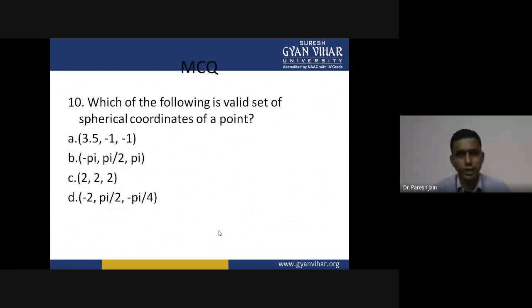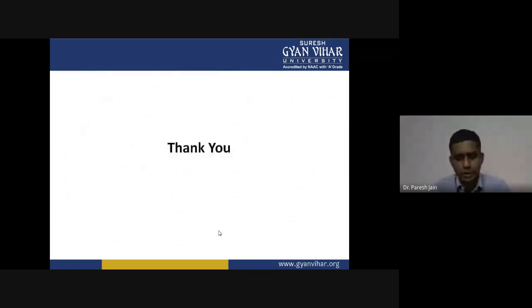Which of the following is a valid set of spherical coordinates of a point? Choice A: 3, 5, minus 1, minus 1. Choice B: pi, minus pi, pi by 2 and pi. Choice C shows 2. Choice D shows minus 2, pi by 2 and minus pi by 2.